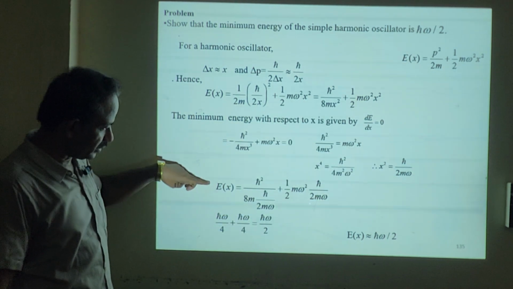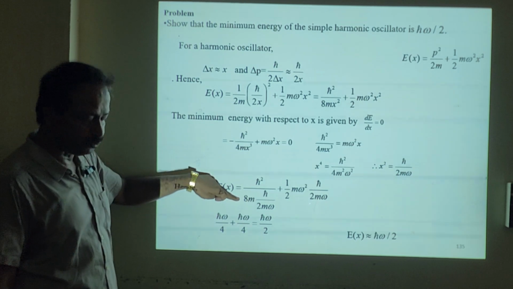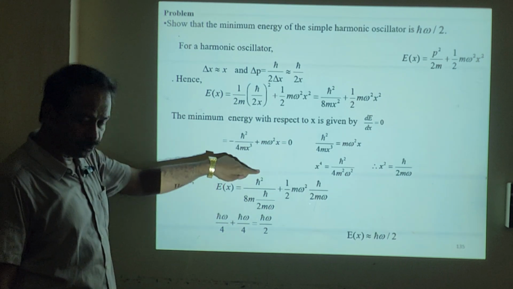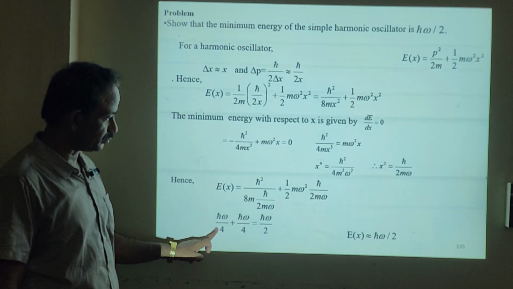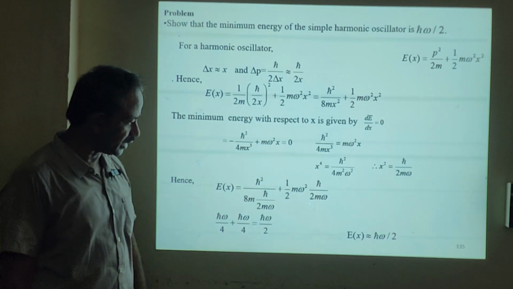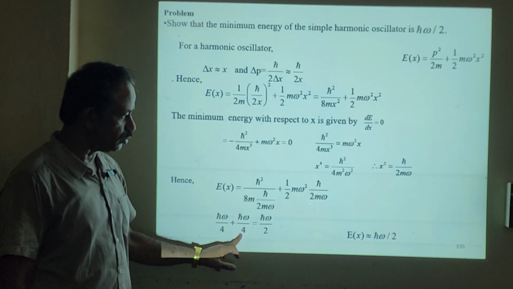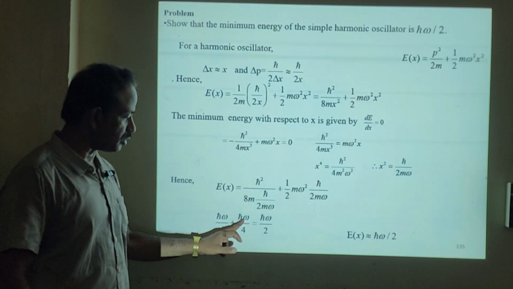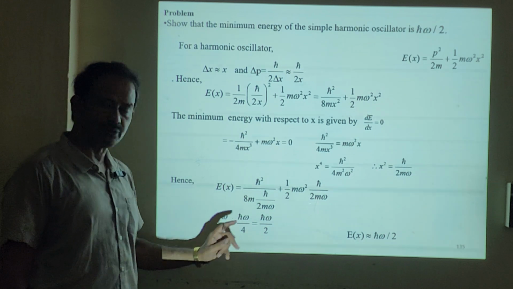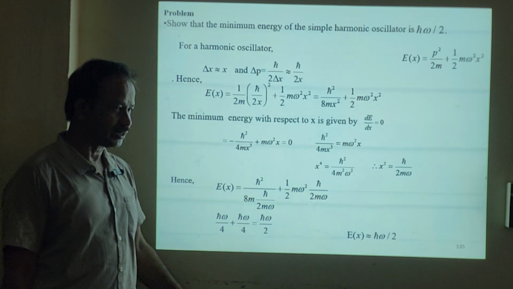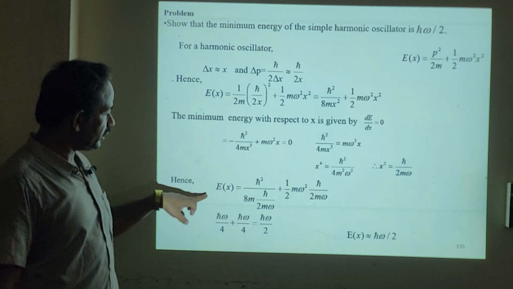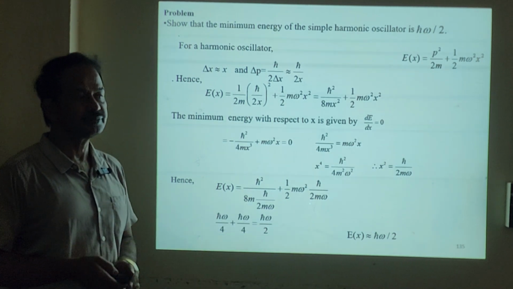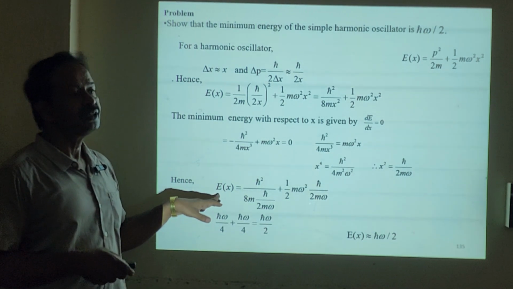Similar terms will cancel. For example, 8m and 2m give you 4, and h bar squared over h bar gives you one h bar. The omega goes to the numerator, so h bar omega by 4. Similarly, in the second term, m cancels, the 2 and 2 give you 4, and omega squared over omega gives omega. So again h bar omega by 4. 1 by 4 plus 1 by 4 gives you 1 by 2. So your energy will be h bar omega by 2. This is the minimum energy that can be obtained using the uncertainty principle.